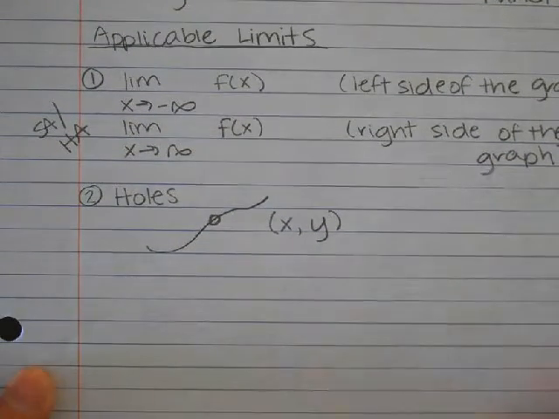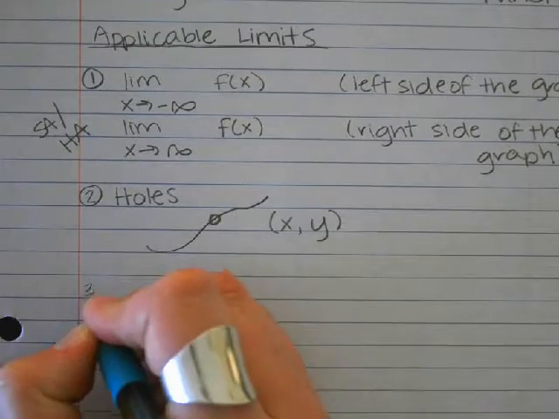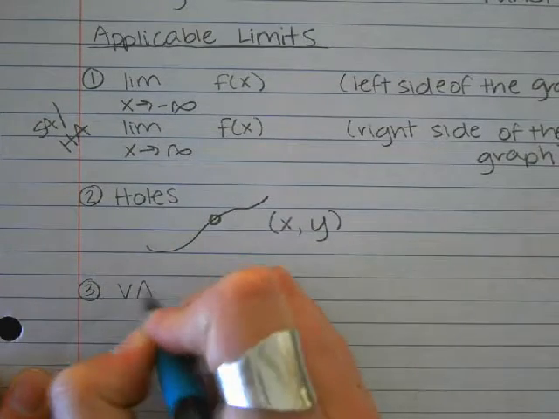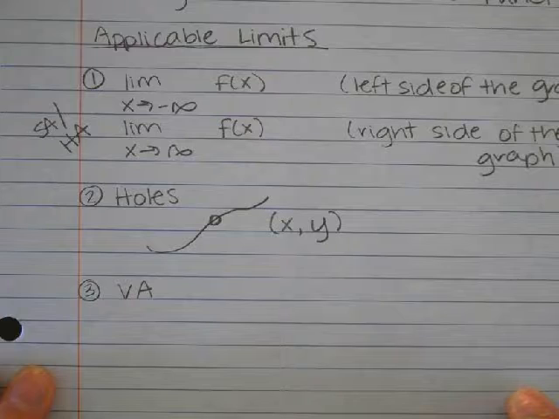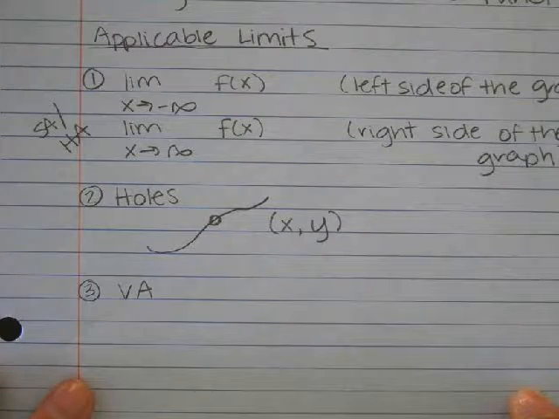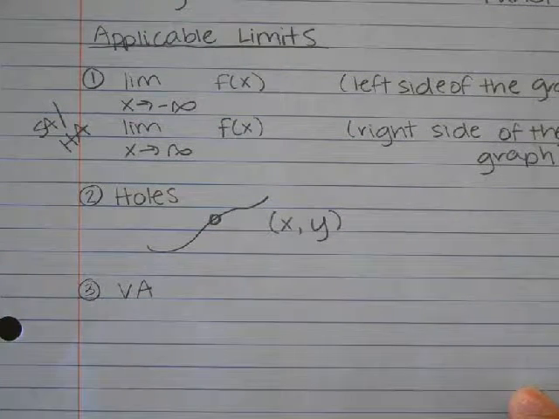Alright, the third place you're going to look for limits is at vertical asymptotes. So we need to know our slant or horizontal asymptote. We need to know where the holes are. We need to know the vertical asymptotes. Once we have that information, we can find all of the limits for the problem that are applicable.